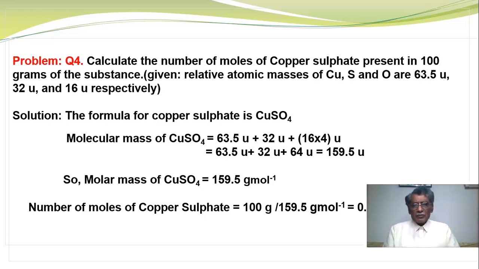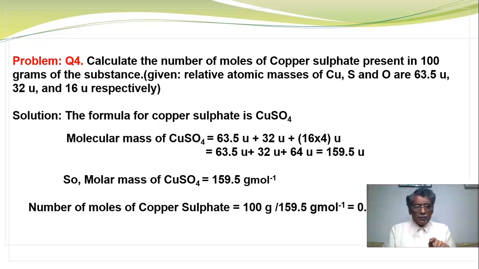Now let us consider another problem. Calculate the number of moles of copper sulfate present in 100 grams of the substance. Given that relative atomic masses of Cu, S and O are 63.5 u, 32 u and 16 u respectively. First you have to work out the formula for copper sulfate, that is CuSO4. Then you have to calculate the molecular mass of CuSO4.